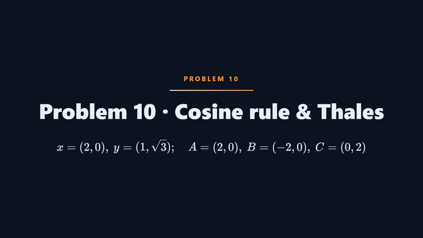Problem 10. 2 classical results. First, confirm the cosine rule on real vectors. Then prove Thales that any triangle inscribed in a semicircle has a right angle. Pause and try.